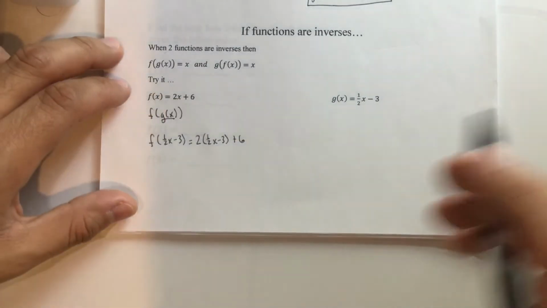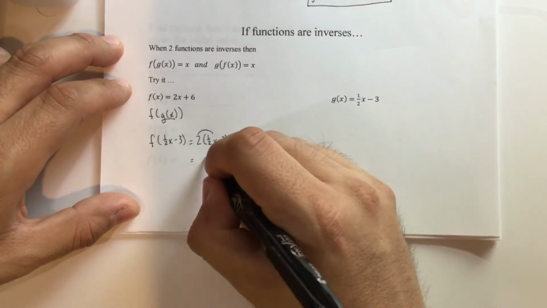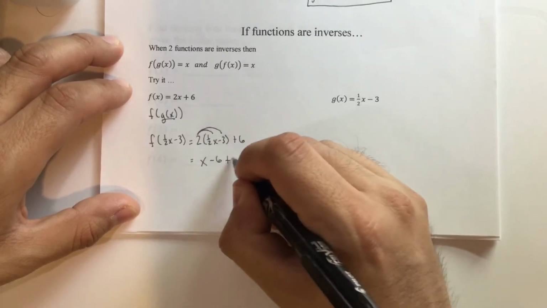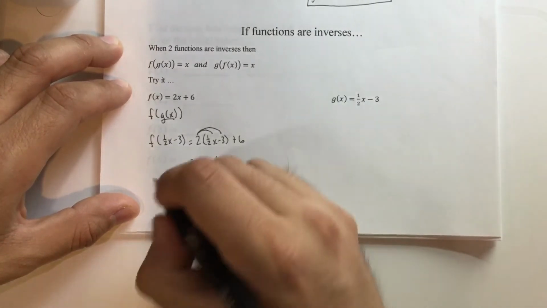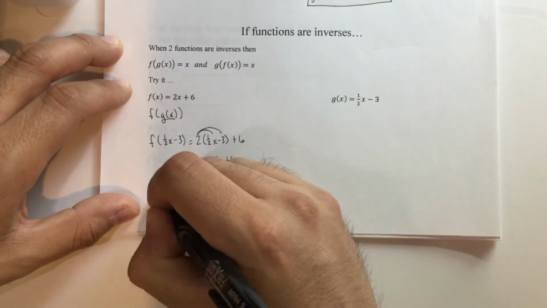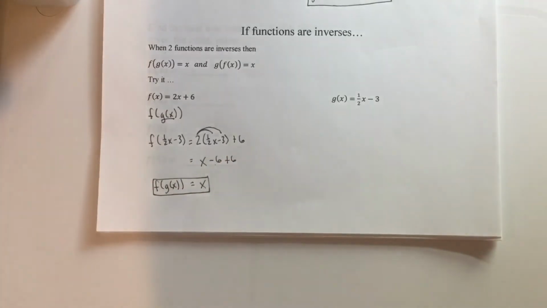And now we're just going to simplify it. So we distribute the 2. 2 times 1/2 x is x. 2 times negative 3 is negative 6, and then we have a positive 6. And here, hopefully, you see that negative 6 and positive 6 cancel out. And here we can confirm that f of g of x is equal to x. So it is a possibility that for right now, they could be inverses. So let's continue on and finish this last one up.